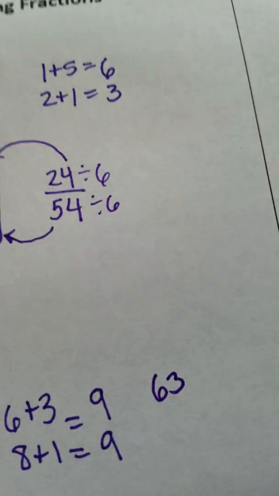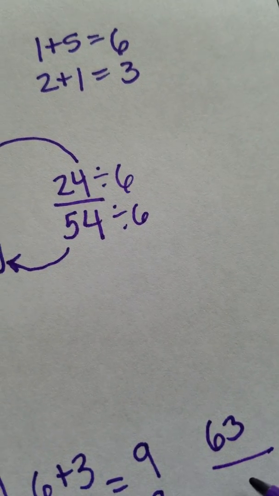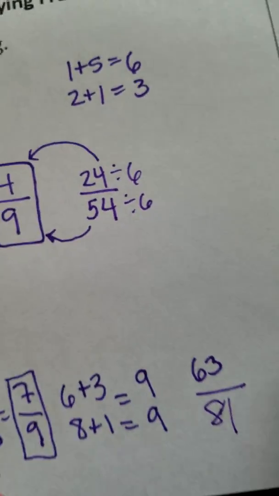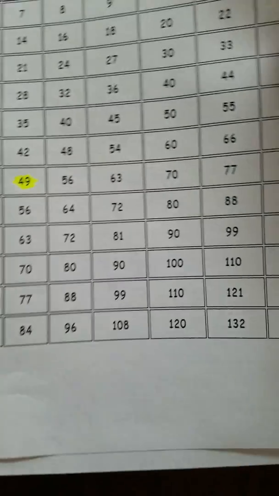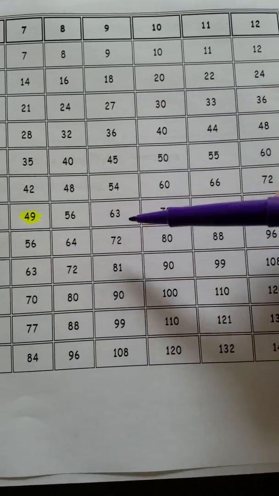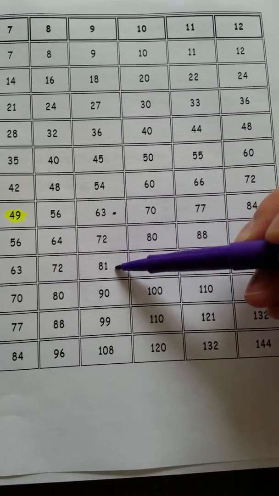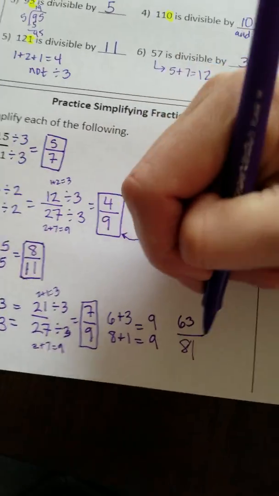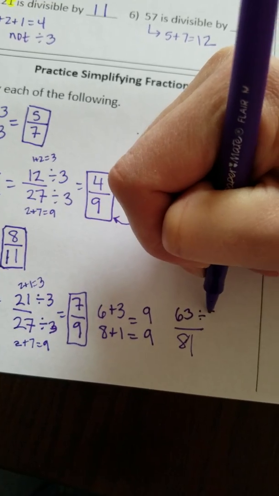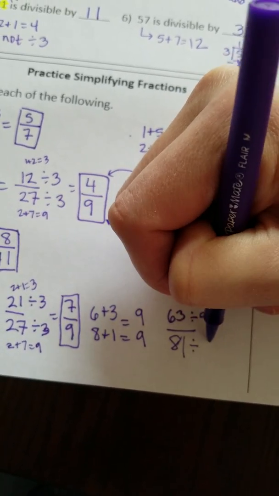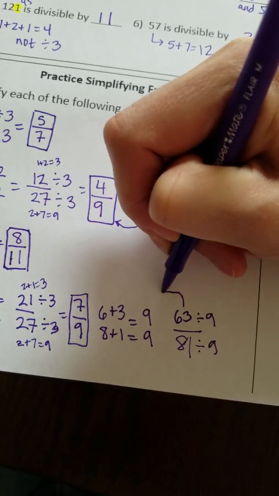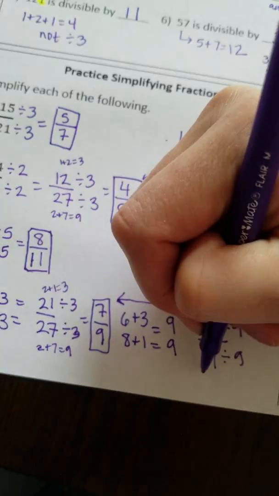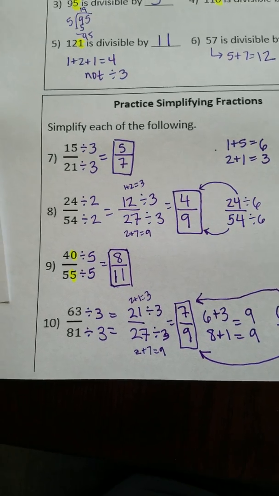So we have 63 over 81. If you use your multiplication chart and you find 63 and 81, they are both divisible by 9. So that's why we had to divide twice. So if we divide both of these by 9, 63 divided by 9 is 7. And 81 divided by 9 is 9. And that is how you simplify fractions.